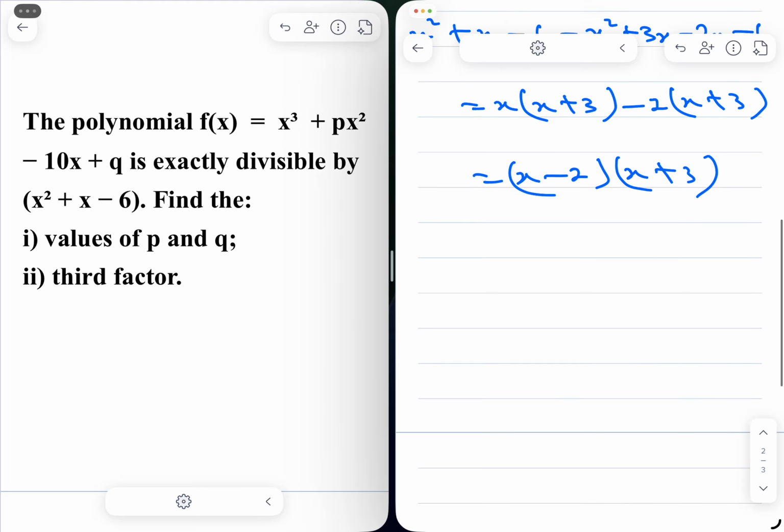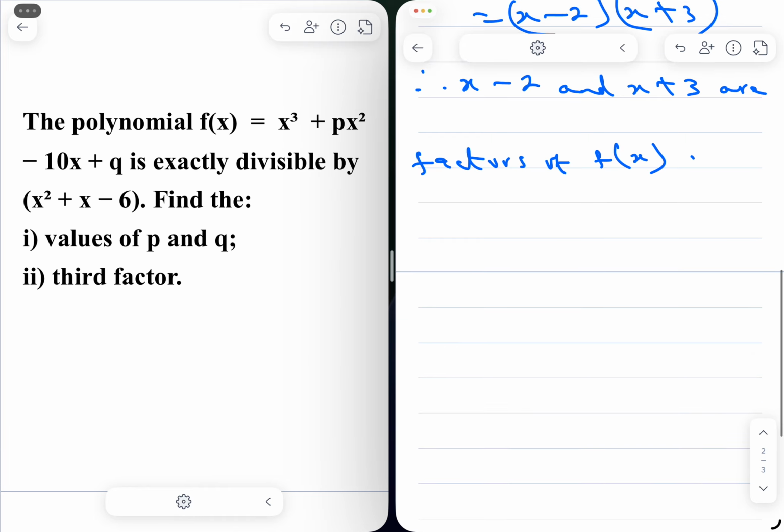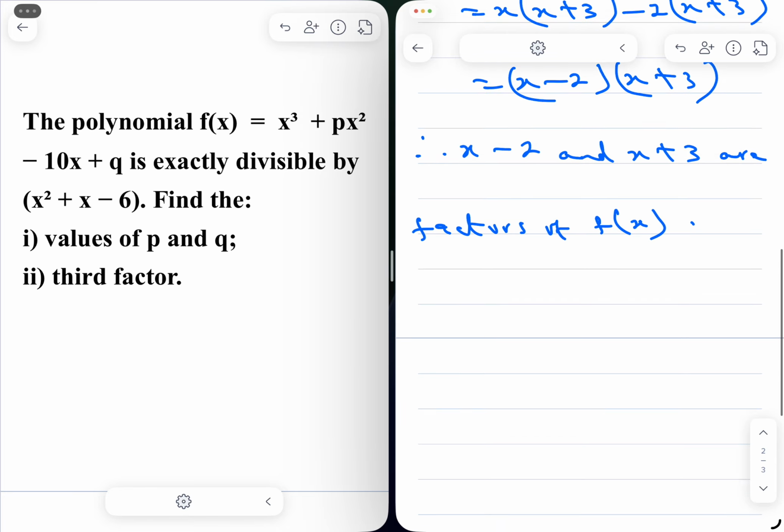Now we can say therefore x minus 2 and x plus 3 are factors of f of x, which means when f of x is divided by x minus 2, the remainder is 0, and when it is divided by x plus 3, the remainder is 0.